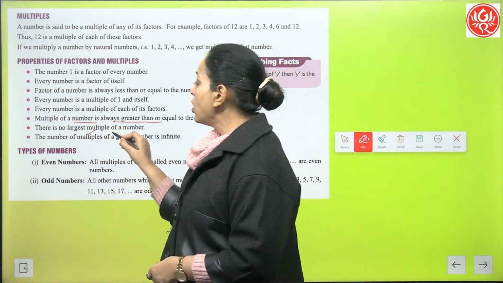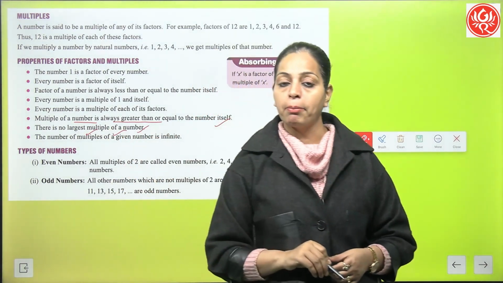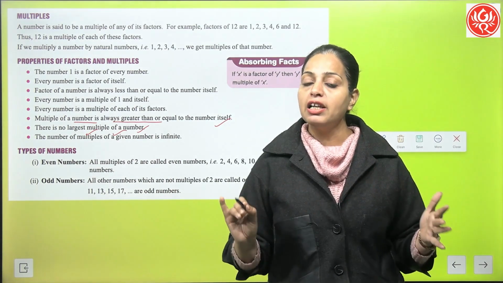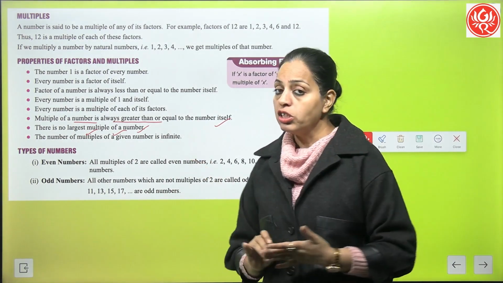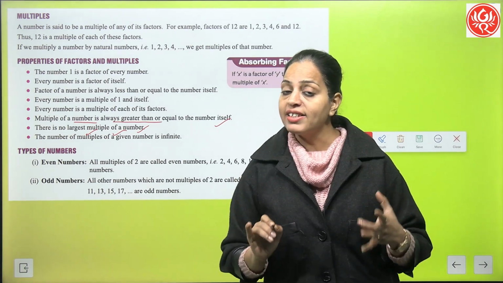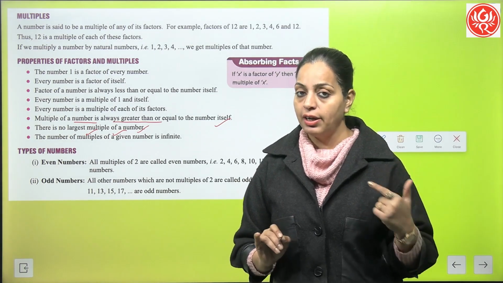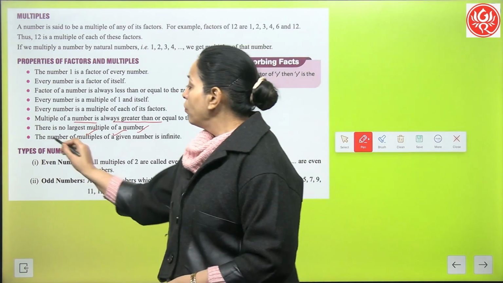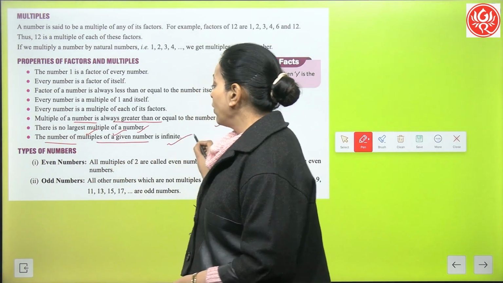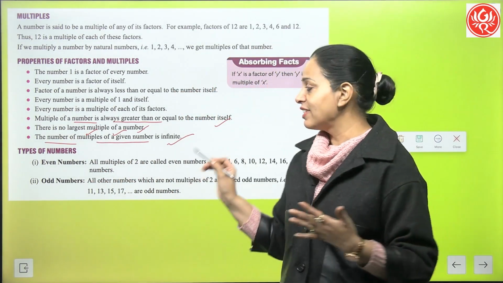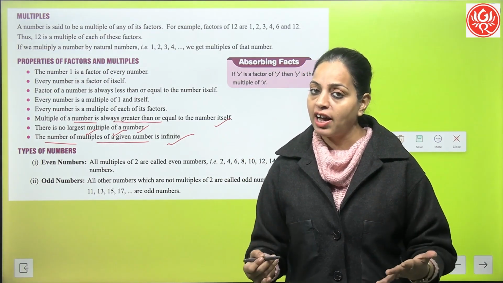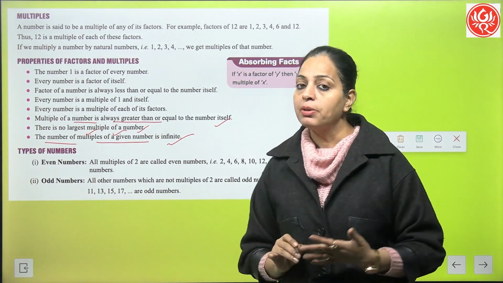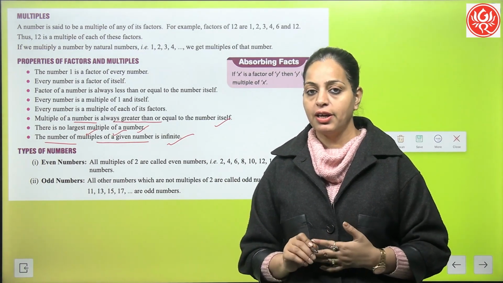Now there is no largest multiple of a number. We can find unlimited multiples of a number. That's why we are not able to find any largest multiple of a given number. Fine. Now the number of multiples of a given number is infinite. As I told you, we can find uncountably infinite multiples of a given number.